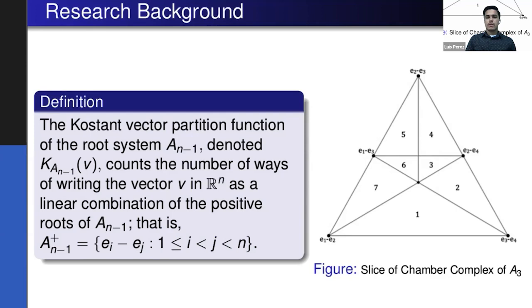The cosine partition function of a finite root system A_{n-1} counts the number of ways of writing a vector as a linear combination of the positive roots of A_{n-1}. The image on the right is a two-dimensional slice of the regions of the cosine partition function in the case of the root system A3, which lives in four-dimensional space. Notice that there are 7 regions labeled from 1 to 7.